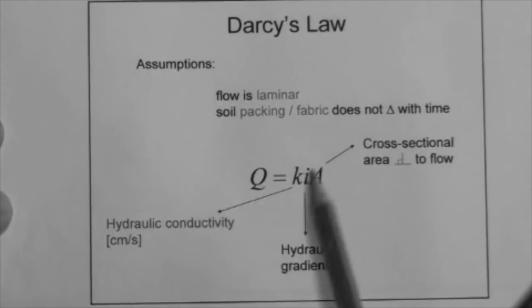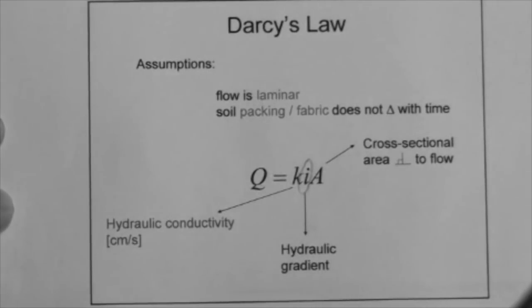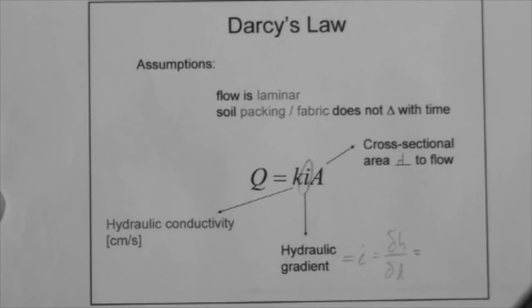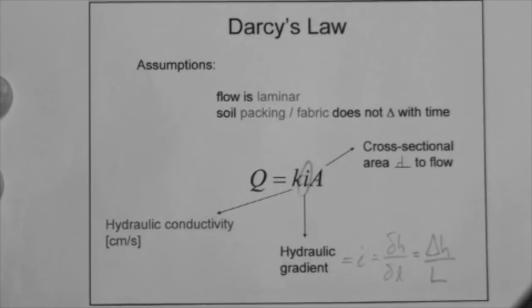Q is equal to K times delta H over L times A. Remember the gradient? We said the gradient was delta H over delta L. Well, for the case of a finite problem, which is Darcy's experiment problem, which we run daily in the lab, this is delta H over L.